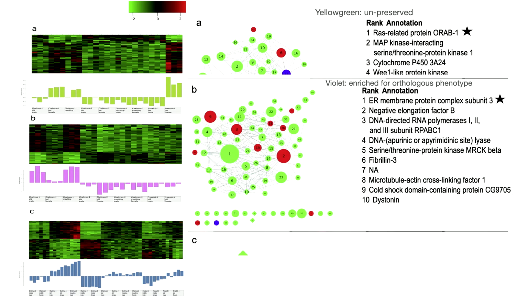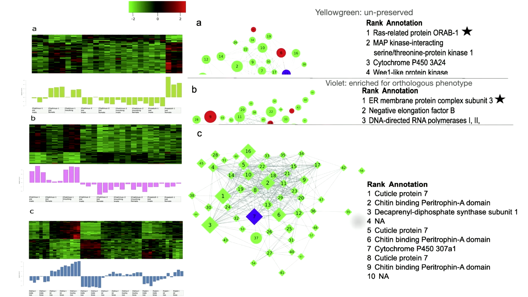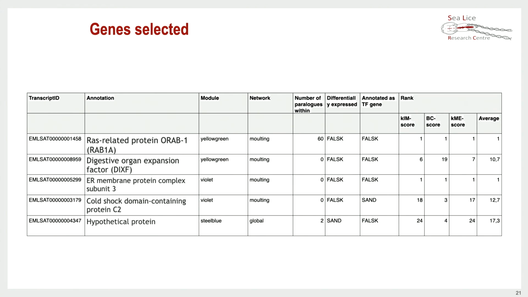Then we chose this from the second module. And from the third, well, this was full of cuticle proteins. This is the guilt by association I talked about. Also, this one is the spook Halloween gene. But here we had a lot of cuticle proteins, so it was a bit boring, but there was one that wasn't annotated, so we took that.